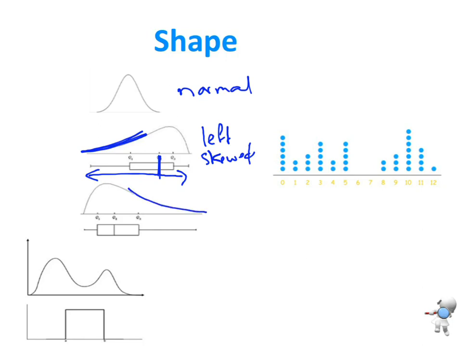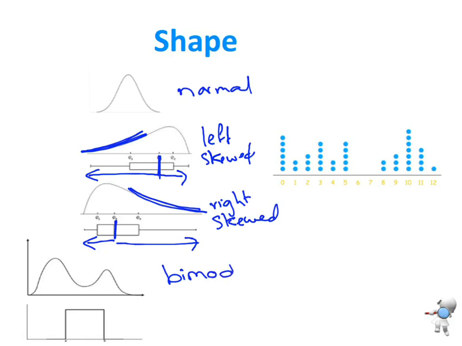The next one, we've got a longer tail on that right-hand side, so that is going to be right-skewed data. And same with our box and whisker graph. Find your median and look at the distance to the bottom and the distance to the top, and you'll see it's much more spread out on the right-hand side of the data. The next shape is bimodal, and this is when I've got two different peaks there, okay?